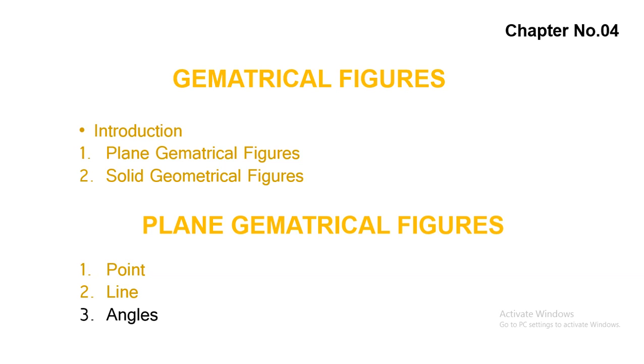Next is angle. An angle is formed by joining two straight lines. Types of angle: acute angle, obtuse angle, right angle, straight angle, reflex angle, adjacent angle, complement angle, supplement angle.